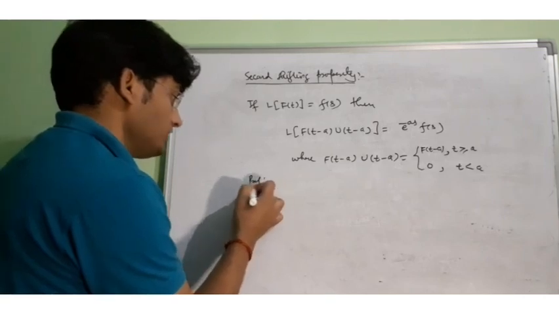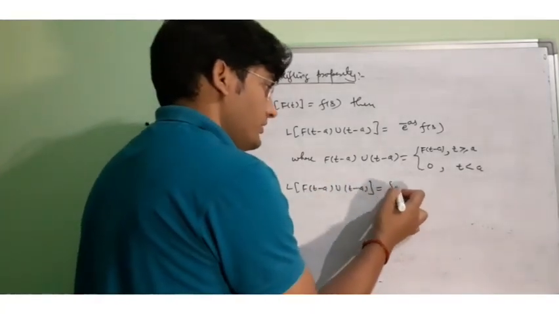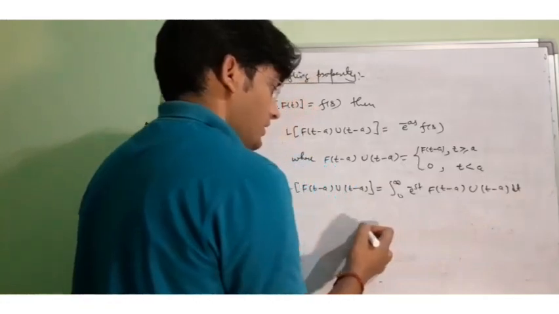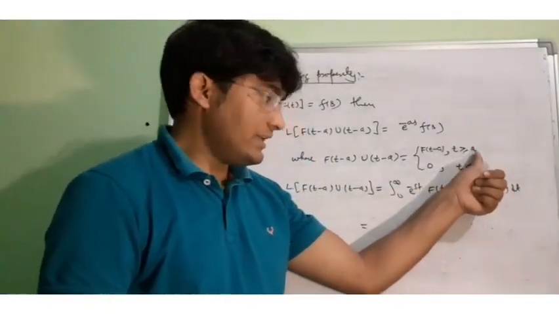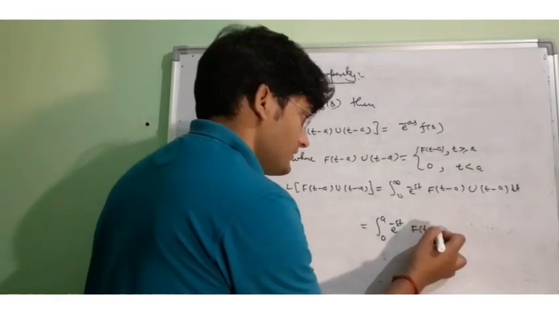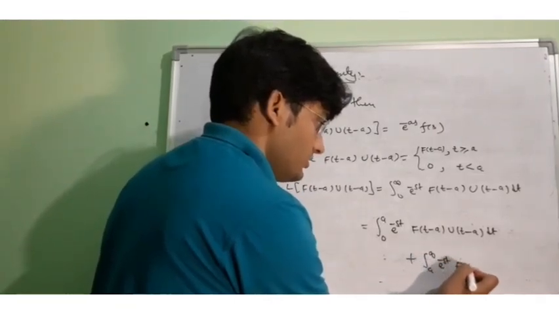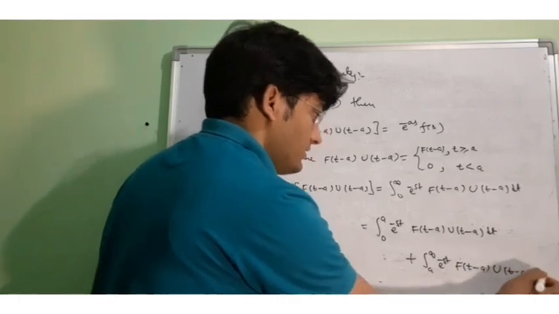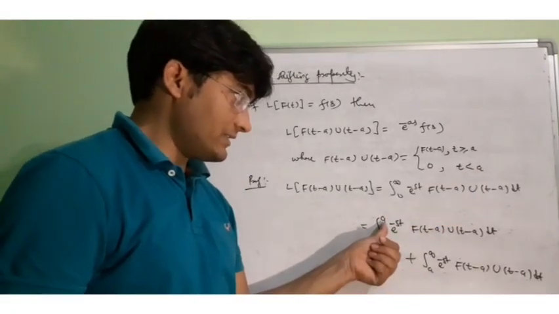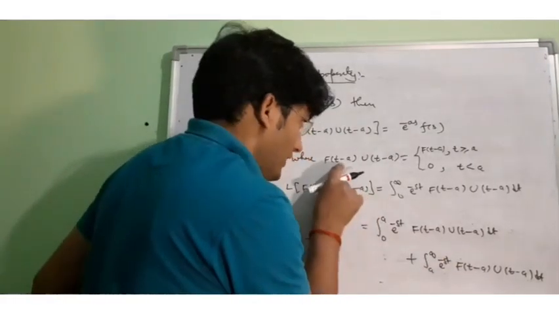So proof: the Laplace of f(t minus a) u(t minus a), use the definition, this will be the integral from 0 to infinity of e to the power minus st f(t minus a) u(t minus a) dt. Again, you can see that we have discontinuity at t equal to a, so we will break this integral in two parts, from 0 to a and then from a to infinity, of e to the power minus st f(t minus a) u(t minus a) dt. When t is less than a, in the first part, the value of f(t minus a) u(t minus a) is 0.